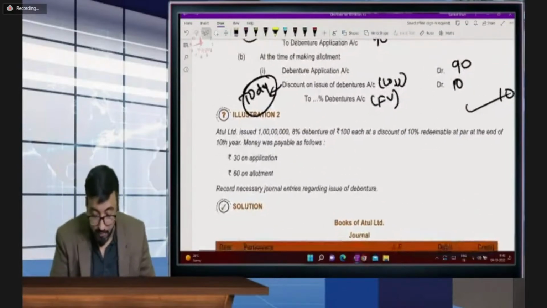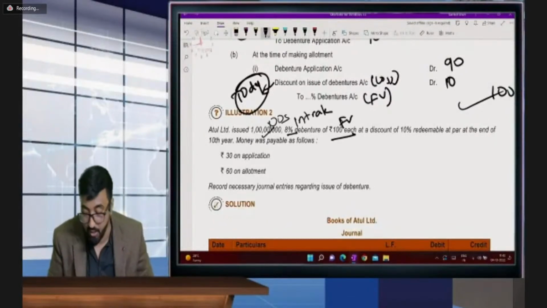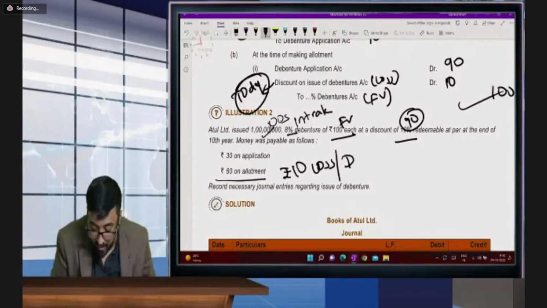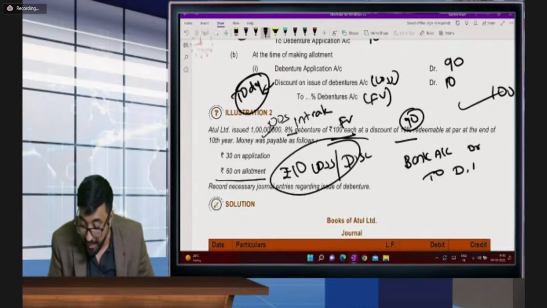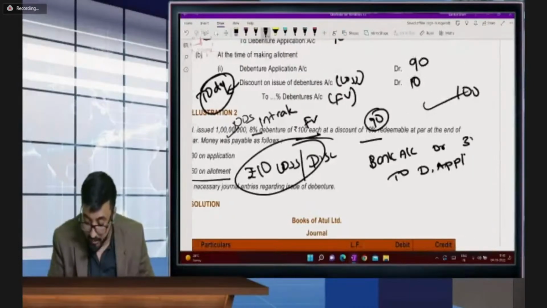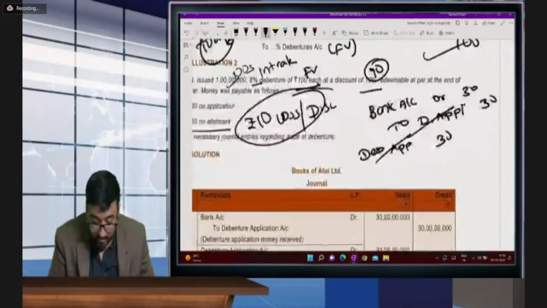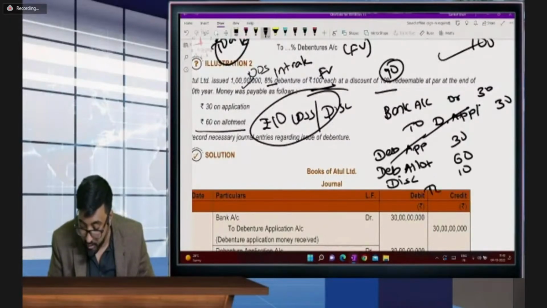See, 1 crore numbers, 8% interest rate, 100 rupees face value, discount of 10%. So 90 rupees you are receiving today: 30 on application and 60 on allotment, and 10 rupees is your loss or discount. So what is the entry? First entry, bank account debit to debentures application account, 30/30. Then debentures application account debit, 30 is going to cancel. Then due debentures allotment account debit, 60. Discount account debit, 10.